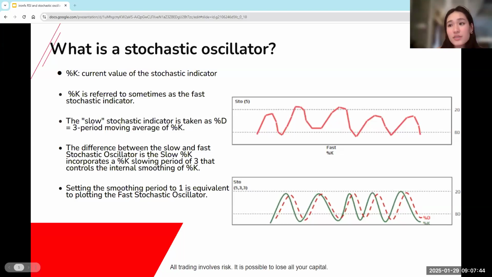The difference between the slow and fast oscillator is that the slow K incorporates a K slowing period of 3 that controls the internal smoothing of the K line. Setting the smoothing period to 1 is equivalent to plotting the fast stochastic oscillator.